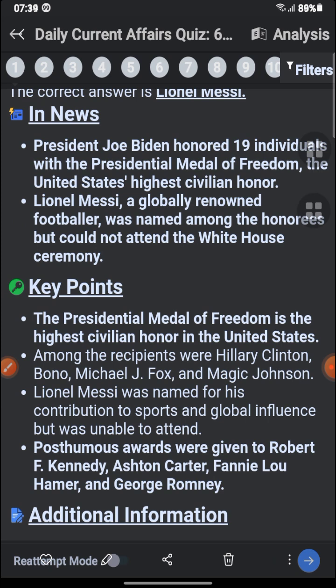The Presidential Medal of Freedom is the highest civilian honor, and Bono, Michael J. Fox, Magic Johnson, Clinton, Lionel Messi, these are all recipients. And Lionel Messi was named for his contribution and global influence. A posthumous award was given to Robert Kennedy, Anthony Carter, and others, and George Romney.